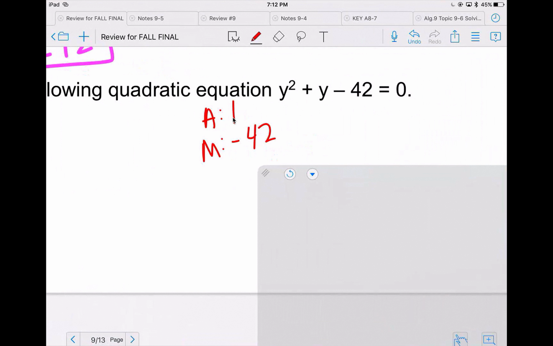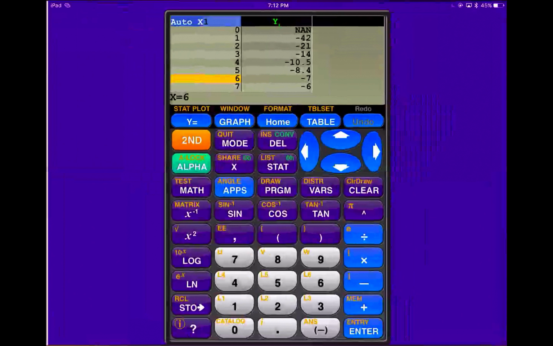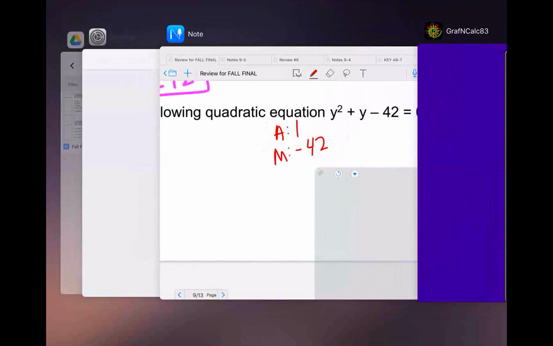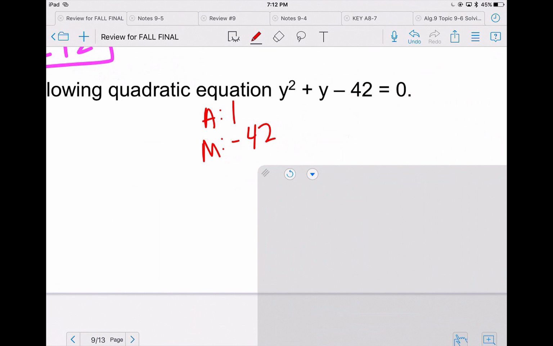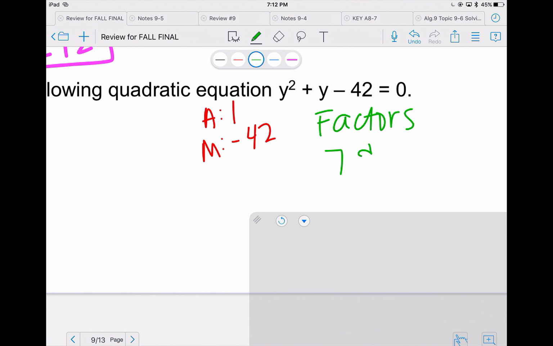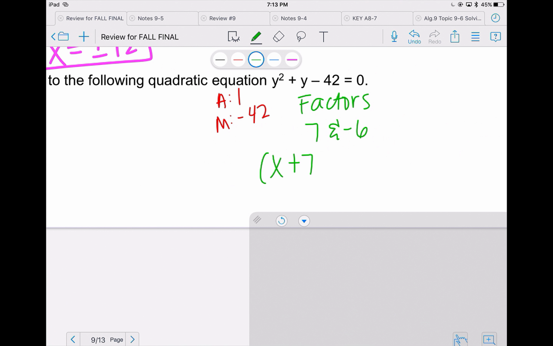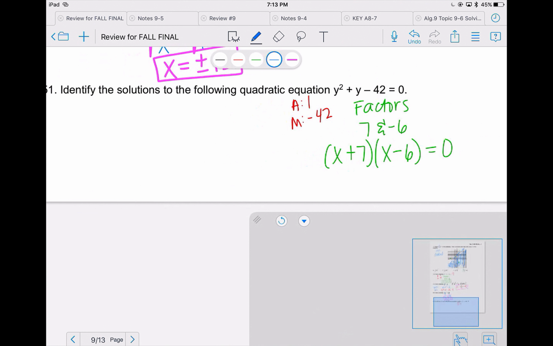But yeah, I'm looking for something that adds up to a positive 1, so I have to keep going. Now 7 plus negative 6 would add up to a positive 1 and multiply to a negative 42. So from the calculator, my factors are 7 and negative 6. So I write x plus 7, x minus 6. I write it exactly like I see it.